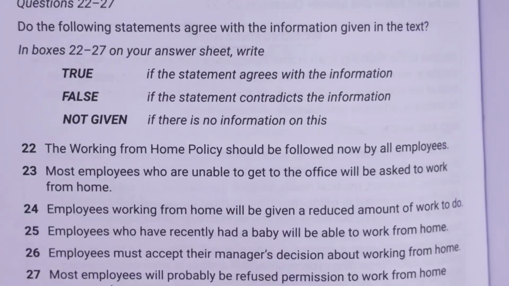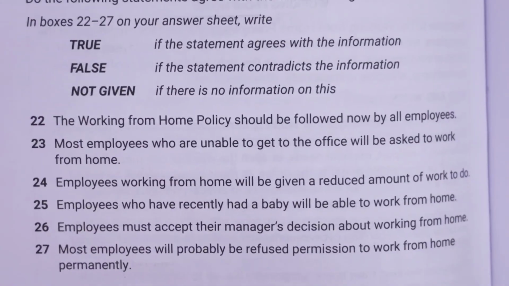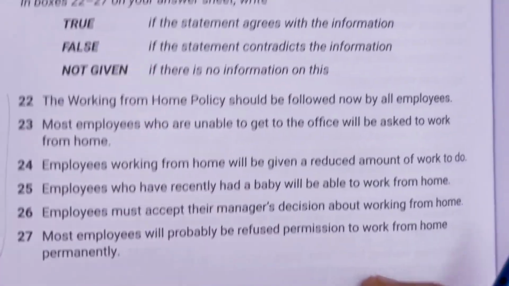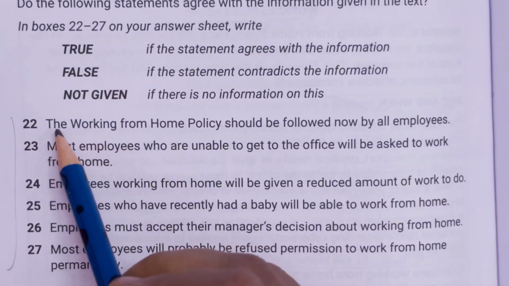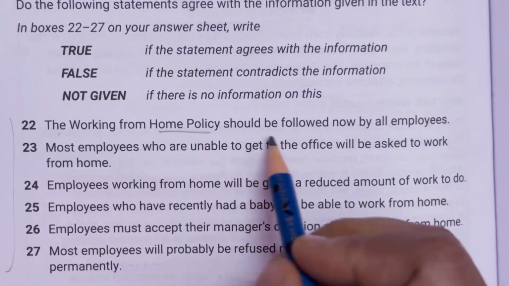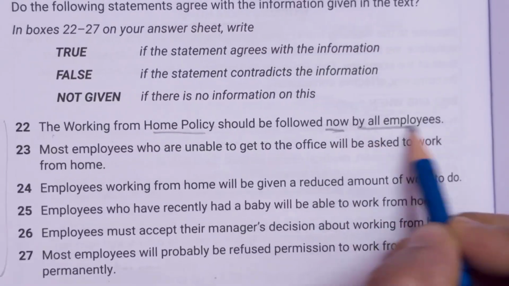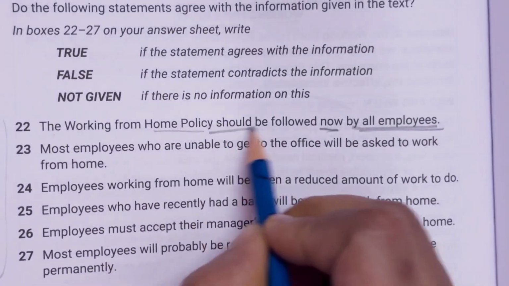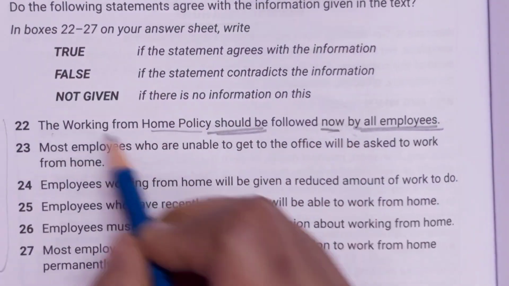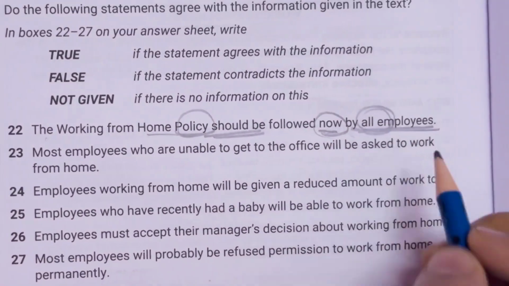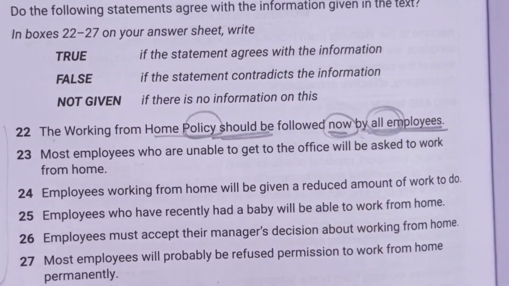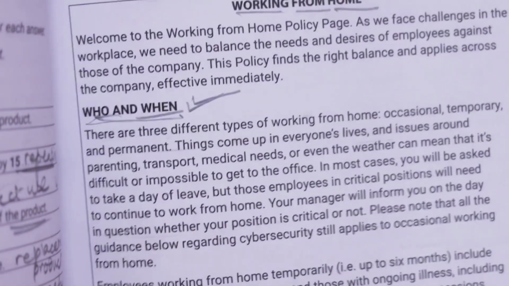And this is true, false, not given type question 22 to 27. In the majority of the cases, we get the answers in the chronological order only. The working from home policy should be followed now by all employees. Should be followed. So this is the policy and it should be followed now by all employees. These are very important keywords that we have to find. Let's see.